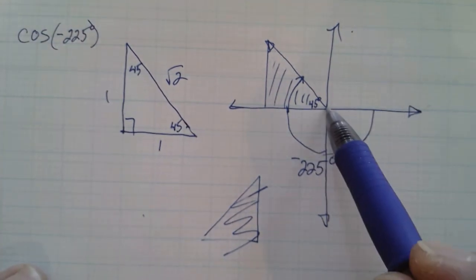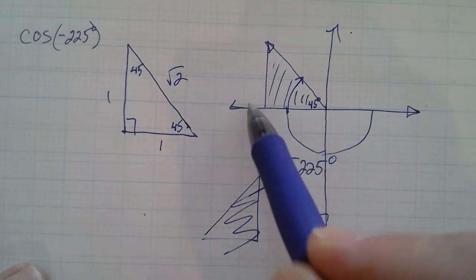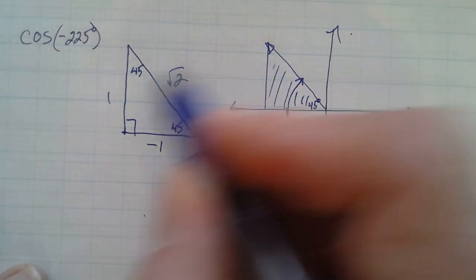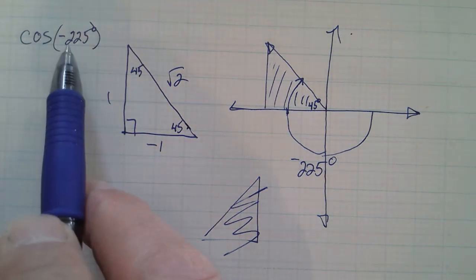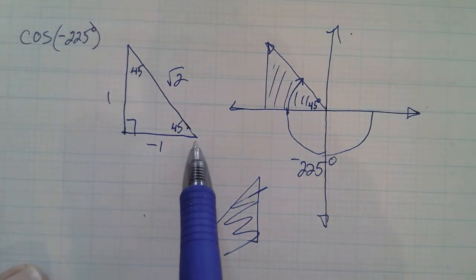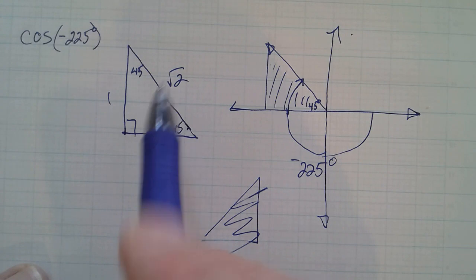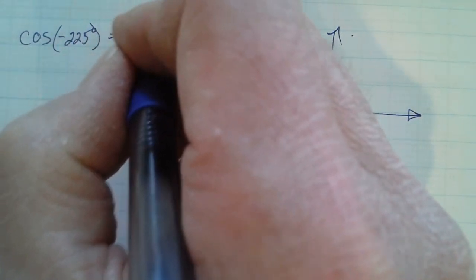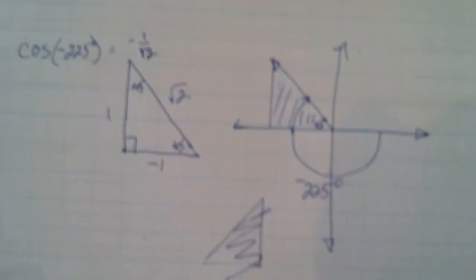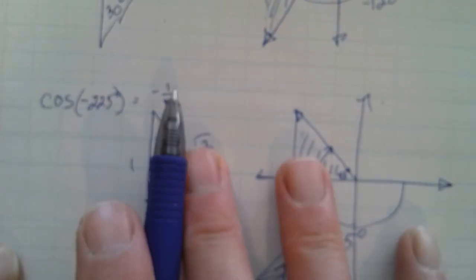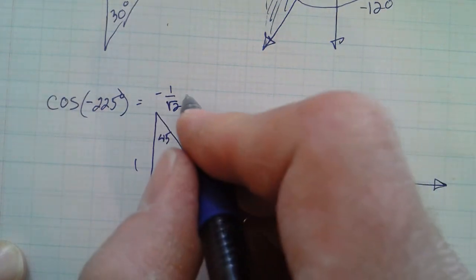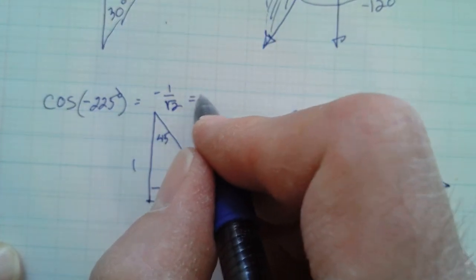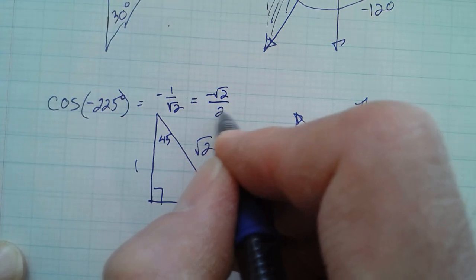So now, going from here left, that's negative. Going up is positive 1. So the cosine of negative 225 is negative 1 over square root of 2. Multiply the top and bottom by the square root of 2, so negative square root of 2 over 2.